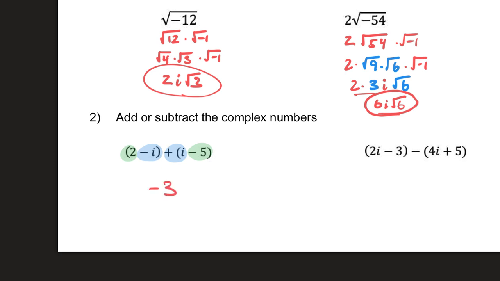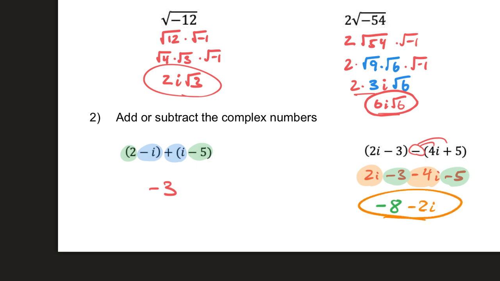All right, next problem. Again, I would encourage you, drop the parentheses, distribute your negative. Don't forget to distribute that negative. And then look for the things that are alike. So 2i and negative 4i go together, and negative 3 and negative 5 go together. So my final answer, negative 8 minus 2i.